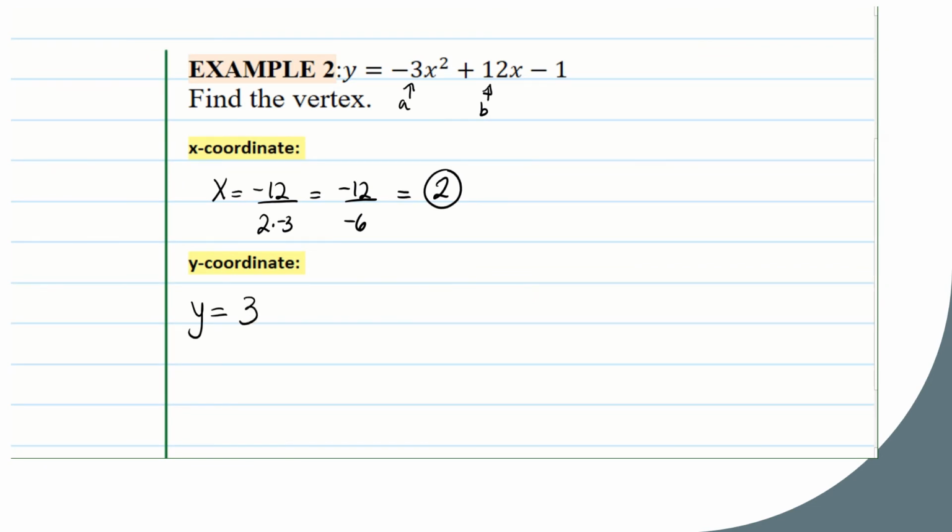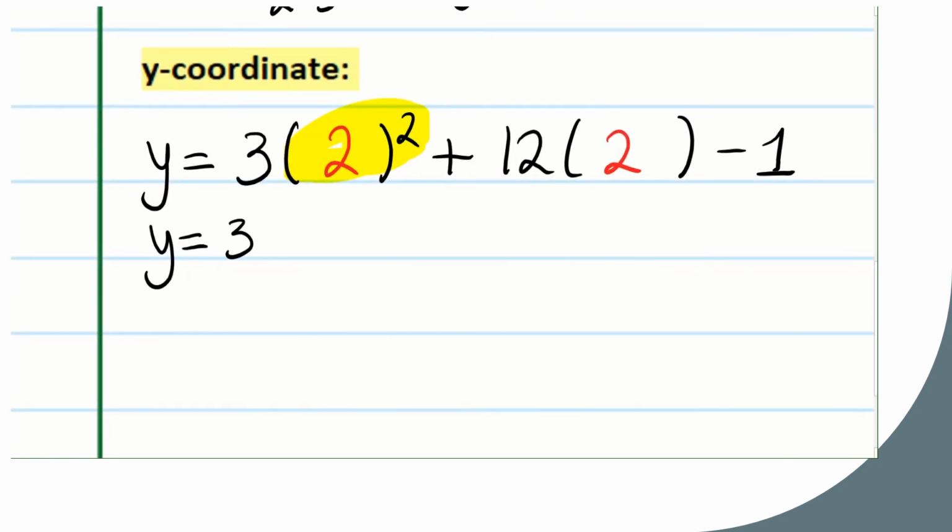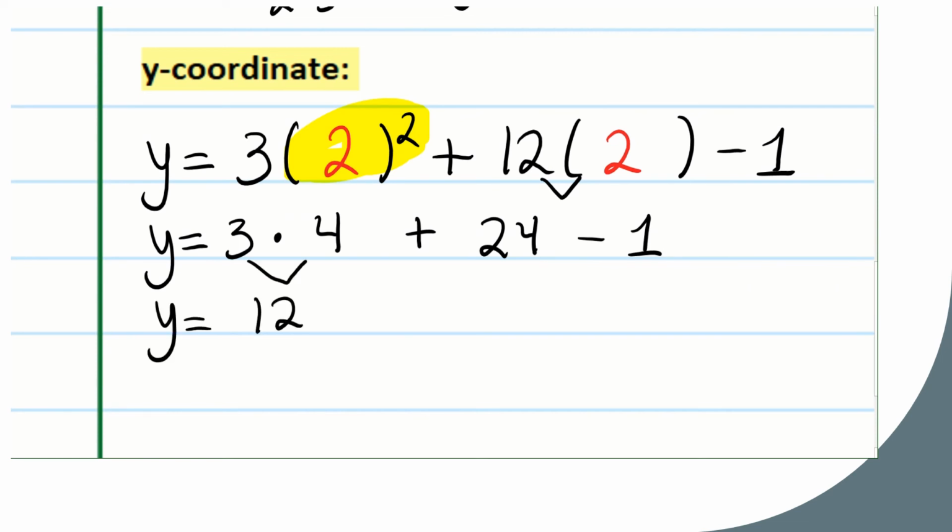Plug that value into our equation. Everywhere I see x, I'm going to replace it with positive 2, since that's the value that we got for x. Every time you replace it, put the parentheses so that you know you're going to have to multiply or do exponents. Let's do exponents first. 2 to the second power would be 4. So then we get 3 times 4. Multiply the 12 and the 2, we get 24, and then minus 1. Multiply the 3 and the 4, we get 12, plus 24, minus 1.